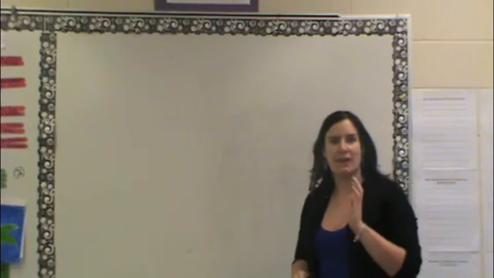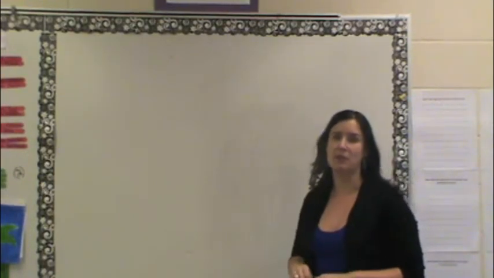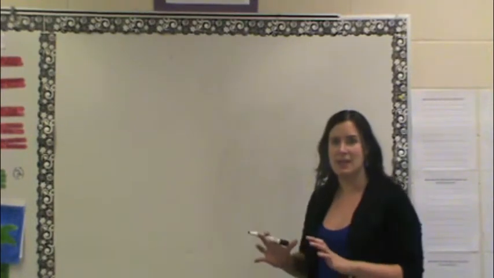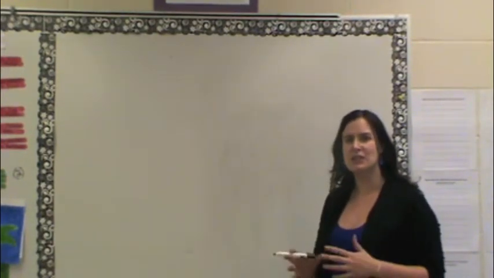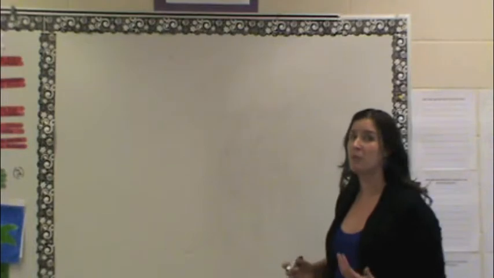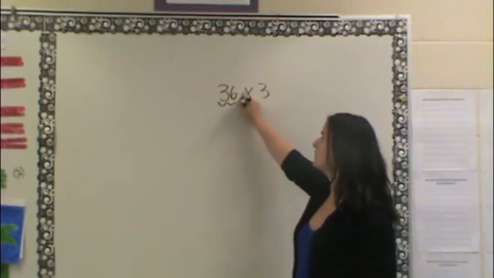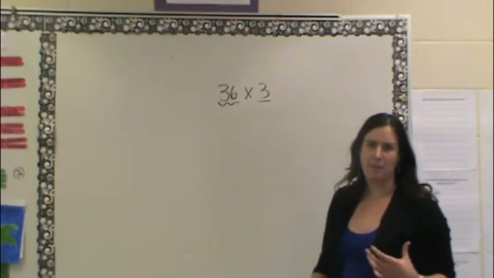So now that students have mastered 1 digit by 1 digit, and can multiply multiples of 10 with 1 digit numbers, where you want to lead the thinking would be on multiplying a 2 digit number by 1 digit numbers. So numbers such as 36 times 3, right? So you have your 2 digit number by your 1 digit number.